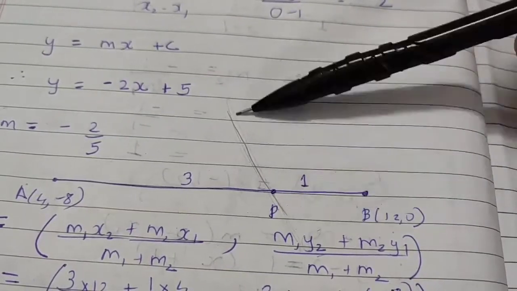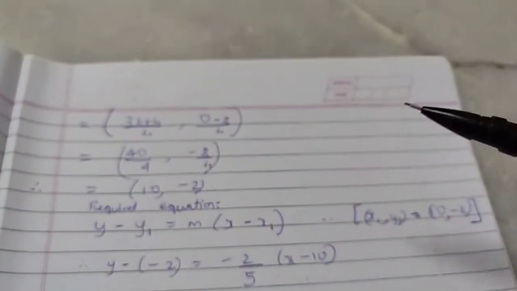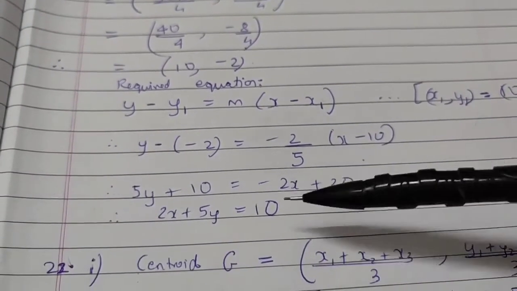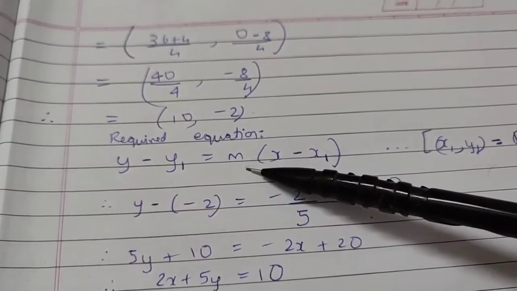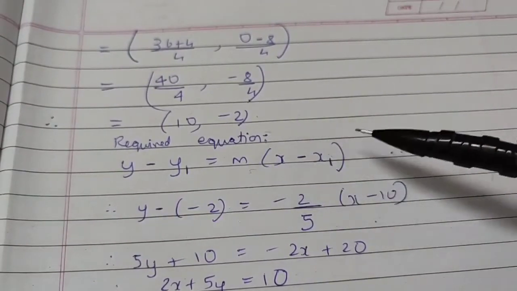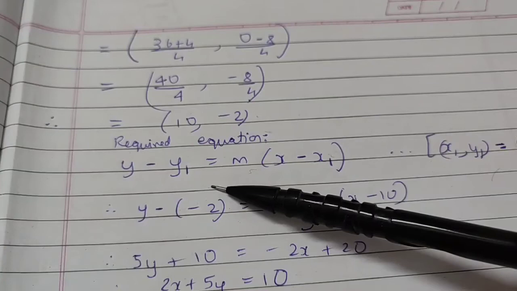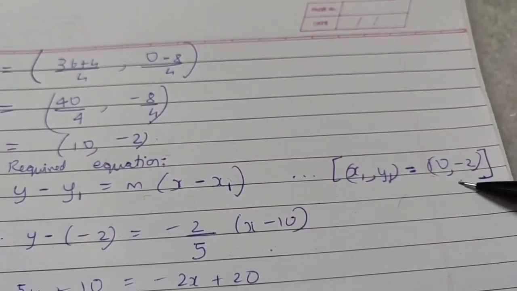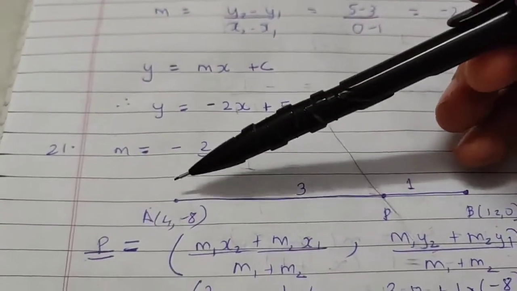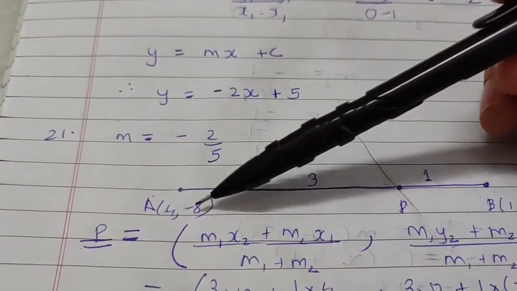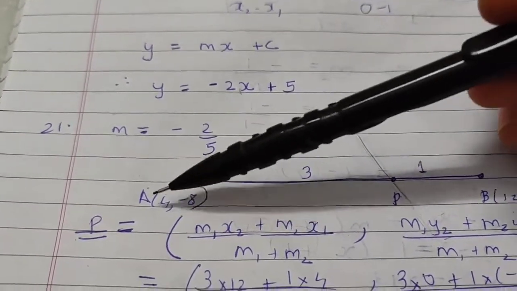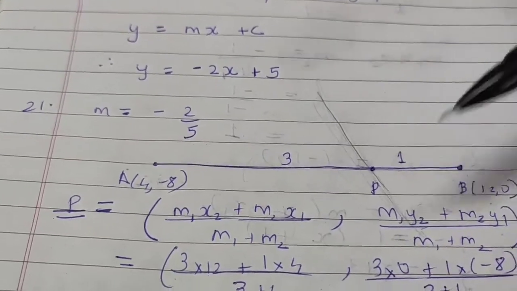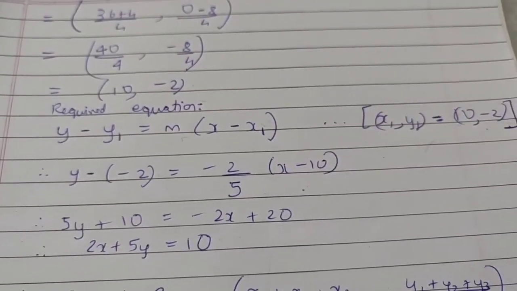I have the slope of this line. Use the slope point formula. Substitute m, x1, y1 and get the equation, this one. But notice that now for the required equation, x1, y1 values are 10 and -2 respectively. Don't think that you have to use the A's values as x1, y1. Okay, that was for AB, but now I'm focusing on, let's say, line PQ. So don't get confused out here.